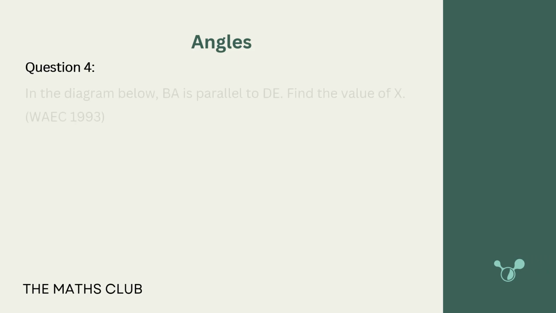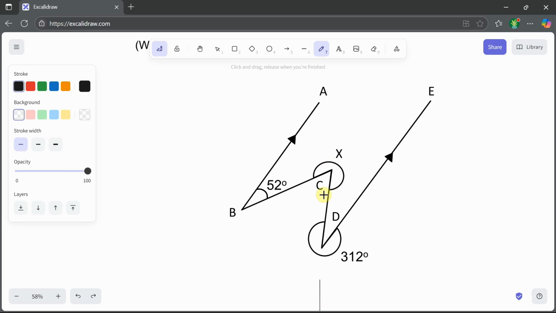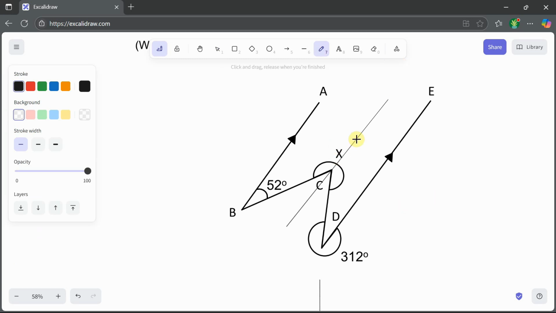Great. Question 4 says that in the diagram below, BA is parallel to DE. Find the value of X. This was a 1993 question. I want you to pause the video and try this out yourself. So we're trying to find this X. There's no parallel line around it, but we can draw one parallel line. It is allowed. I'm going to put the arrow to show that it's parallel to these two other lines. This is permitted.